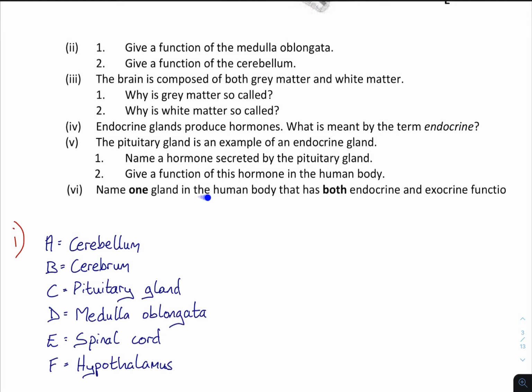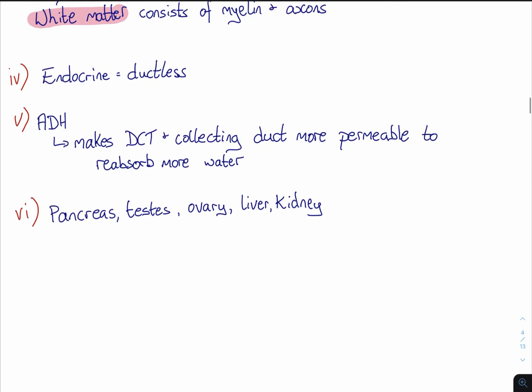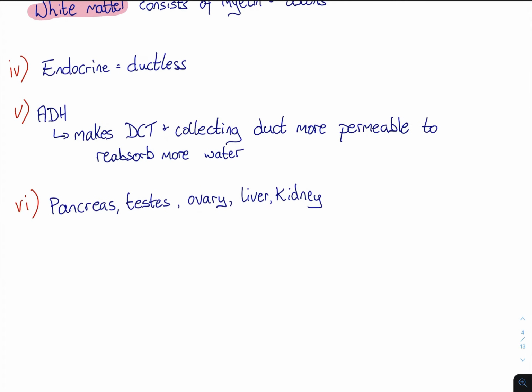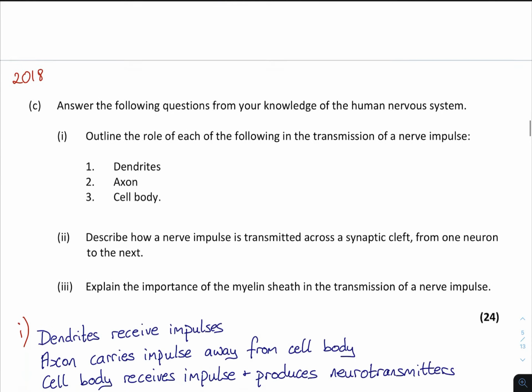VI. Name one gland in the human body that has both endocrine and exocrine functions. Now all you were asked is to name it. You didn't need to say the functions. There's actually quite a few for this. So you could say the kidneys, you could say the pancreas. It's a dual function. But the testes and ovaries and liver as well. Testes and ovaries you should know from reproductive systems. The kidney by means of excretion, and also the endocrine system, and the pancreas, the digestive system, and the endocrine system. Okay, 2018.